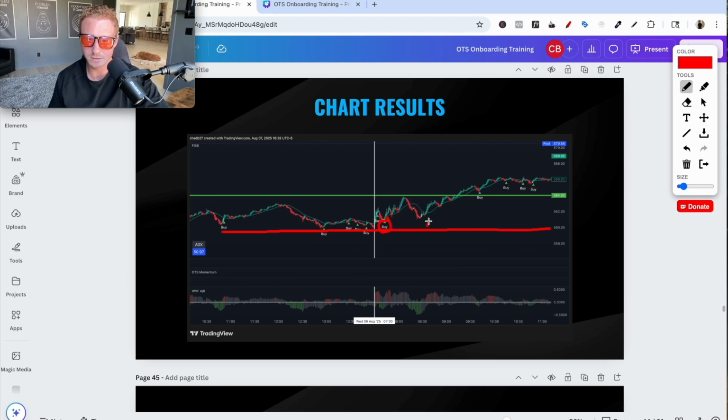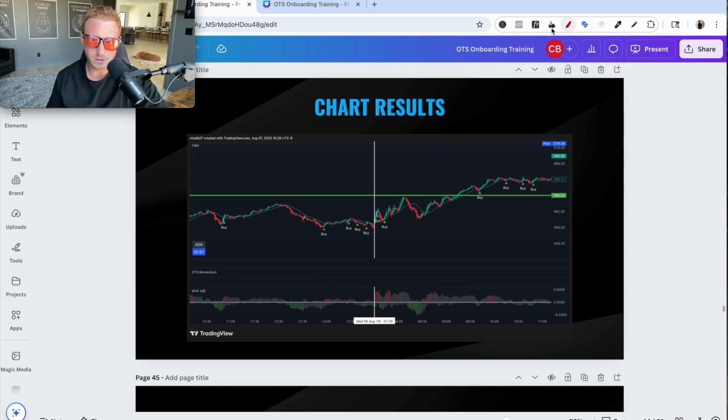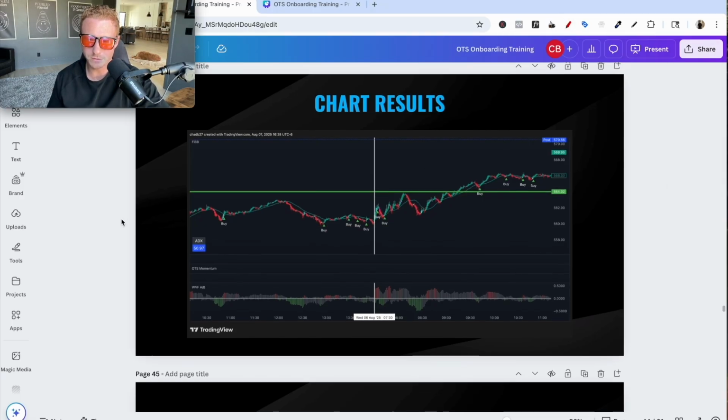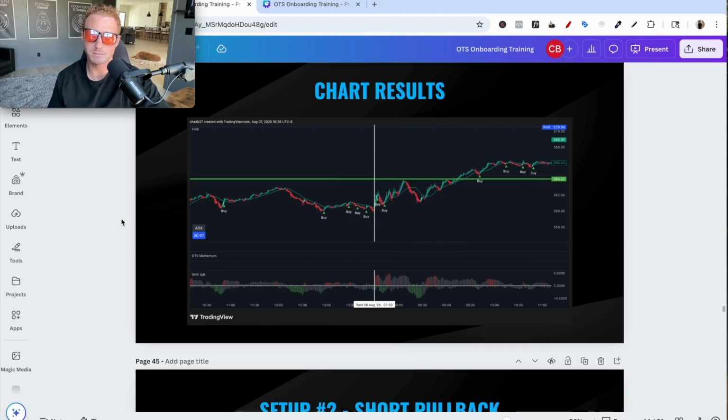That makes sense. We didn't get a signal right here, but if we did, this pullback probably makes sense, right? That trade makes sense. So that's the first kind of setup. That's probably my favorite setup to take, honestly. It's just a long pullback.